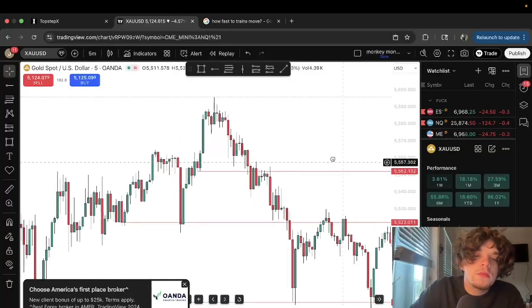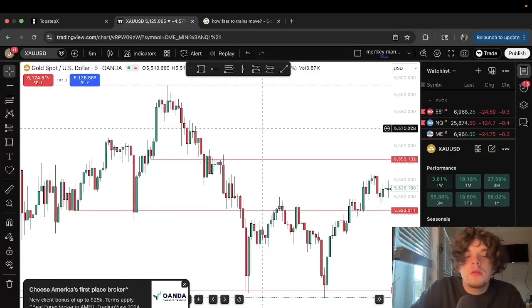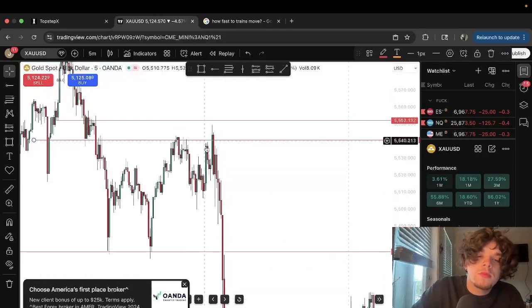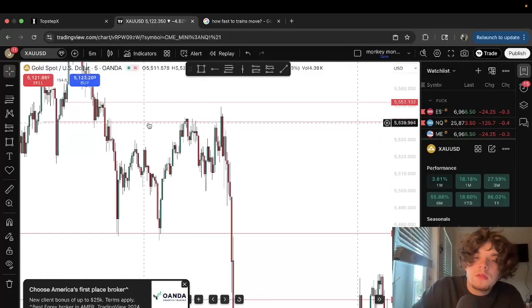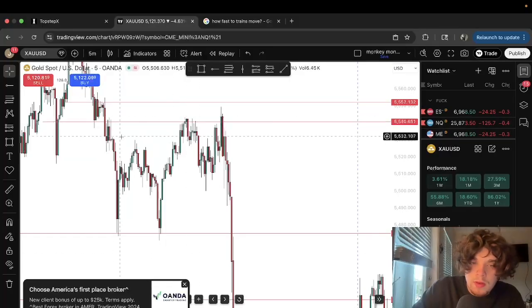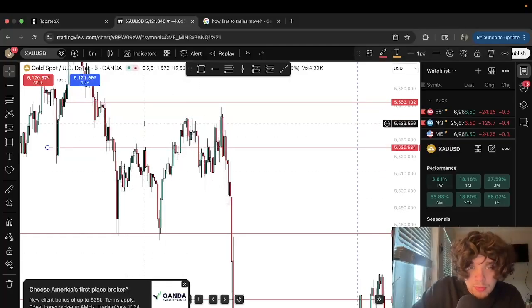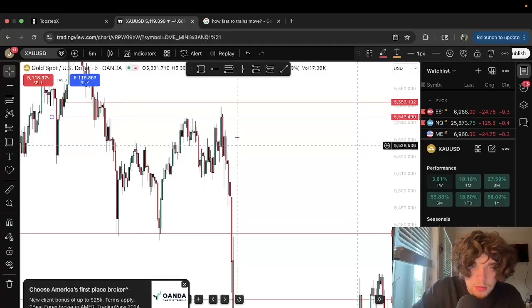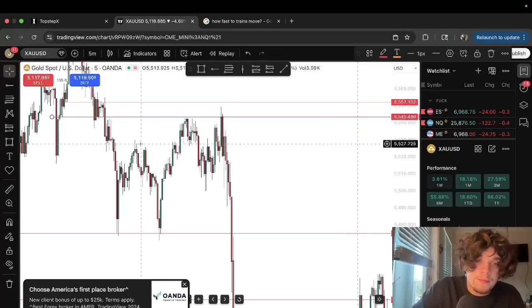So, right, we broke structure here, downside. Just capitulate and just drop. We see a little bit of retracement, right? Nothing crazy. Structure wasn't broken, mind you. Structure was not broken until up here, no lie.